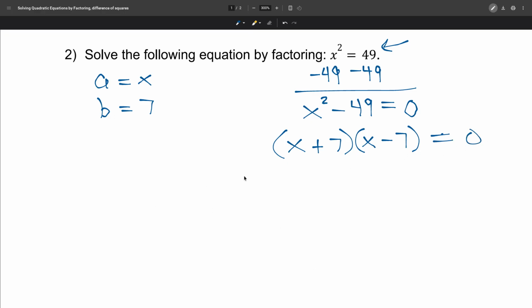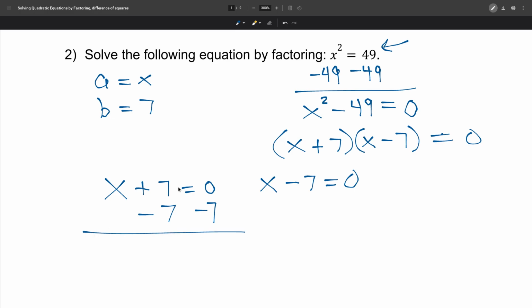Now we can set each of these factors equal to 0 and solve for our two solutions. So we can say x plus 7 equals 0, and x minus 7 will also equal 0. So now we can subtract 7 from both sides. 7 minus 7 is 0, so we're going to get x equals negative 7. Here we're going to add 7 to both sides.